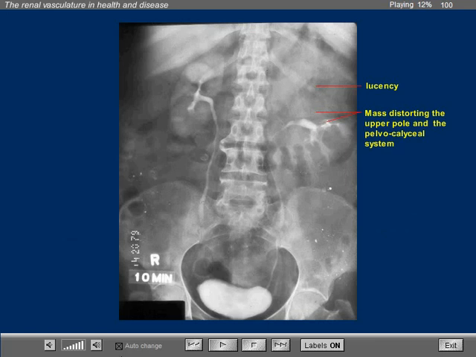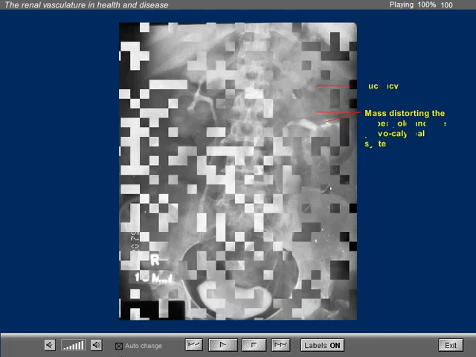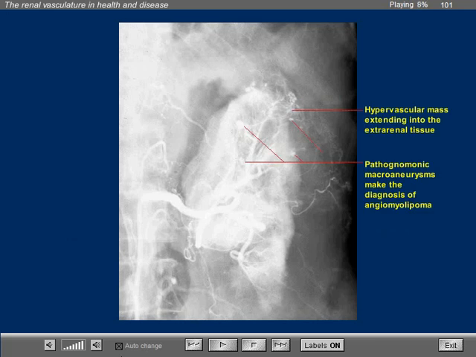In this patient, an angiomyolipoma of the upper portion of the left kidney produced a mass and distorted the left pelvocalyceal system. There was some lucency within the mass. An angiogram of the left kidney shows the hypervascularity, the extension of the tumor beyond the renal capsule, and note also focal outpouchings, the pathognomonic sign of angiomyolipoma.